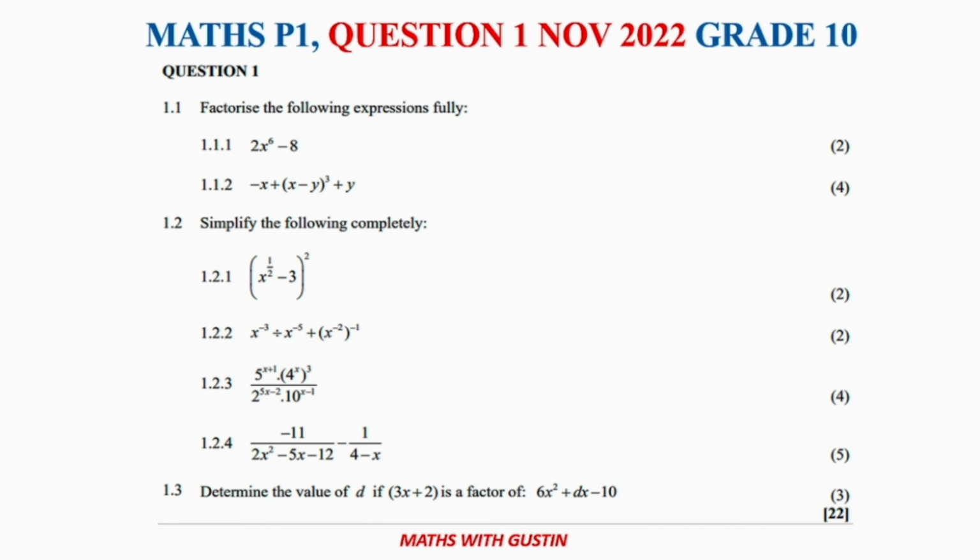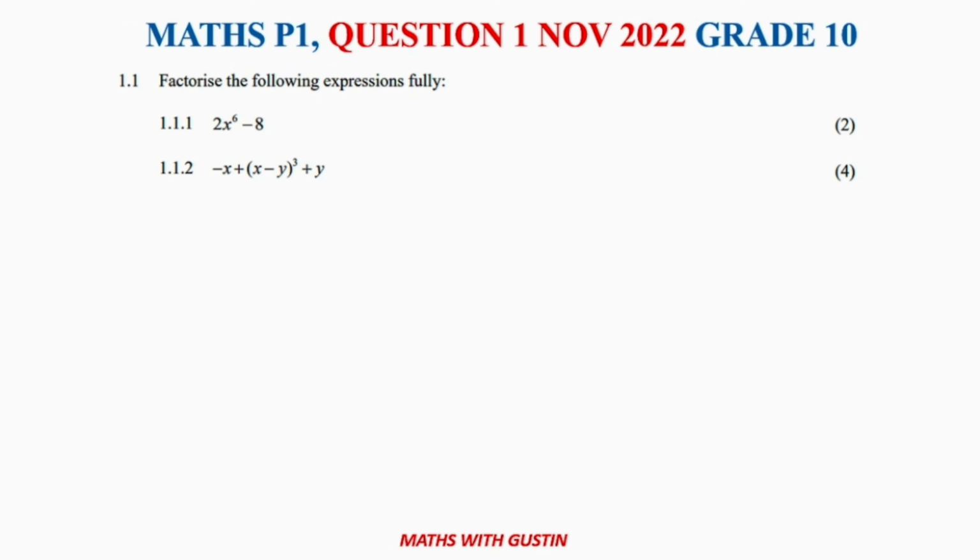All right, let's go ahead and deal with question 1. On question 1 we have 1.1. The question is to factorize the expressions. We must factorize them fully. Right, so right here what we have is 2x to the power of 6 minus 8.